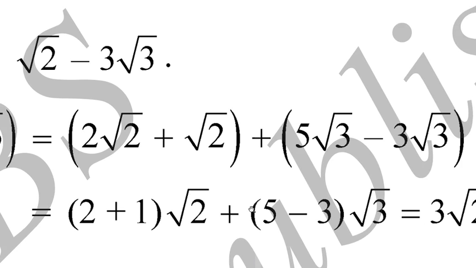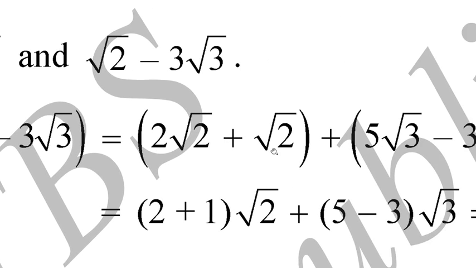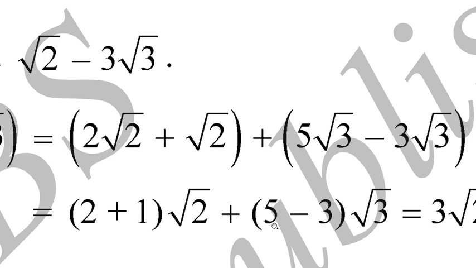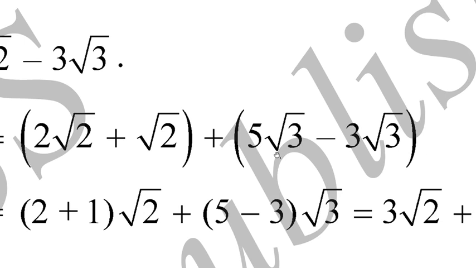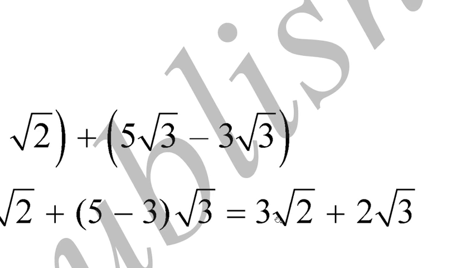How? Because this root 2 is multiplied to both these numbers, and this minus 3 root 3 is also multiplied to both the numbers, and we will get 2 root 2 plus root 2 plus 5 root 3 minus 3 root 3. So we will get 2 plus 1 root 2, because root 2 is common here and here nothing is there, means here we will have 1. Okay, 2 plus 1 root 2 plus here 5 minus 3 and root 3 is common, root 3 we can take, then 2 plus 1 is 3 and 5 minus 3 is 2. So we got 3 root 2 plus 2 root 3.